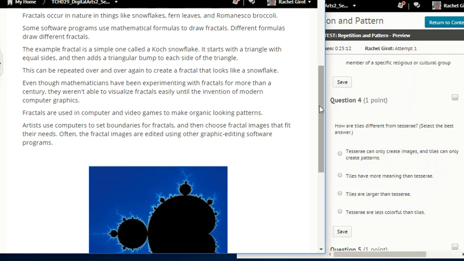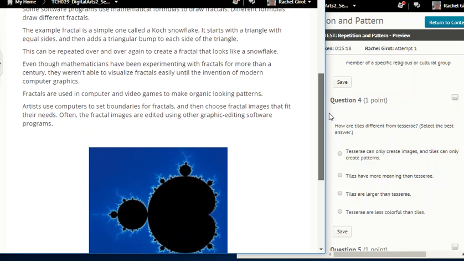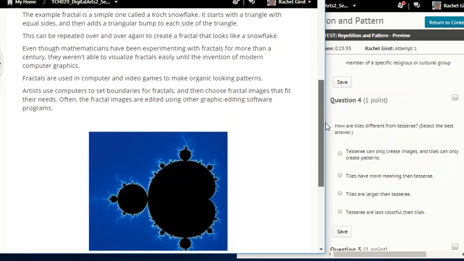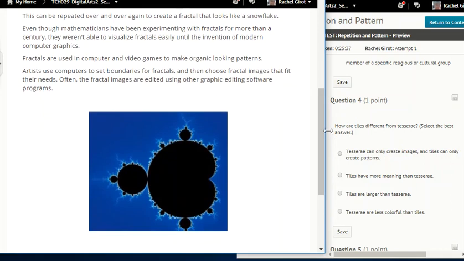Some software programs use mathematical formulas to draw fractals. Different formulas draw different fractals. The example fractal is a simple one called a Koch snowflake. It starts with a triangle with equal sides and then adds a triangular bump to each side of the triangle. This can be repeated over and over again to create a fractal that looks like a snowflake.